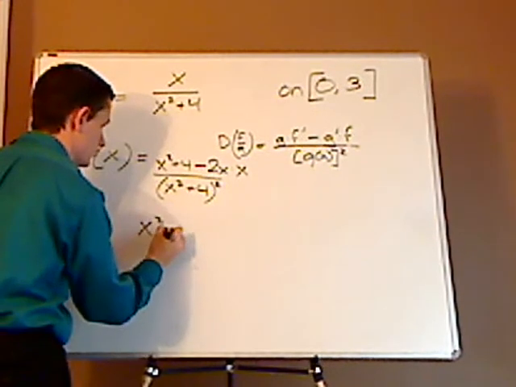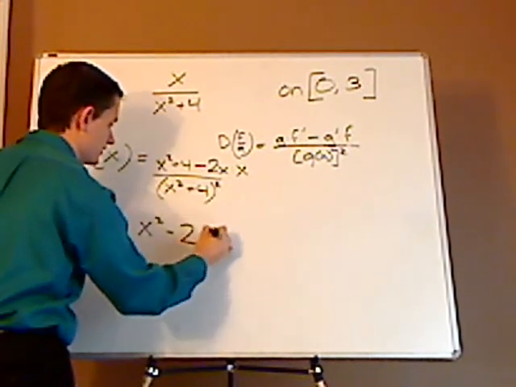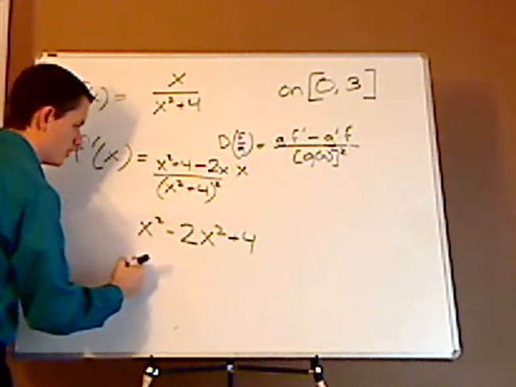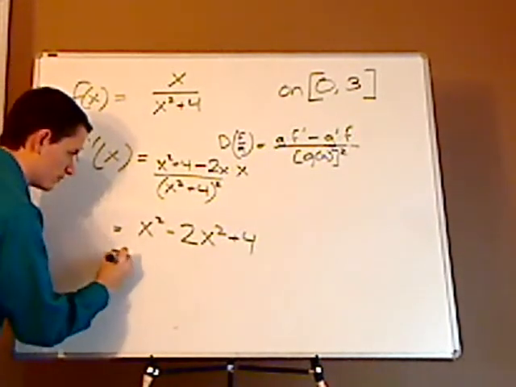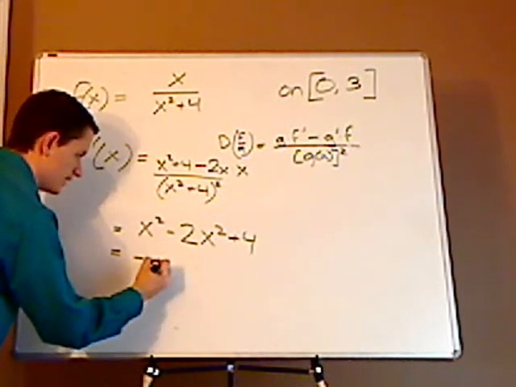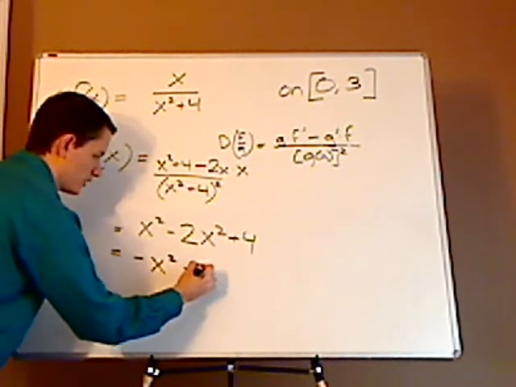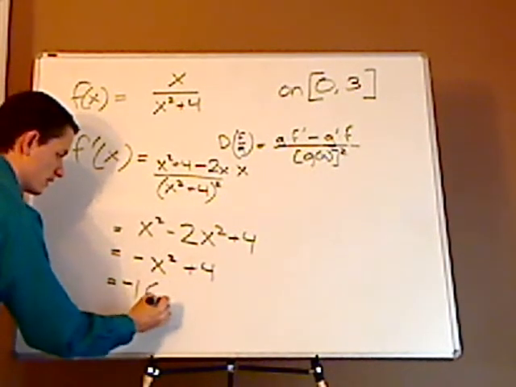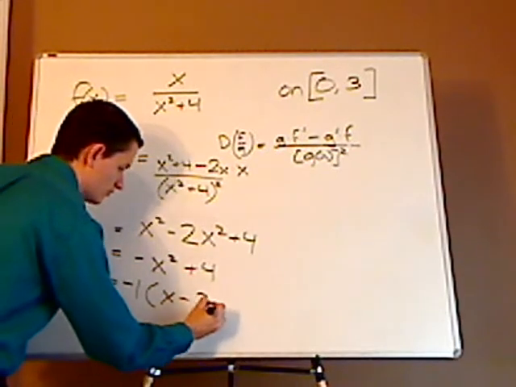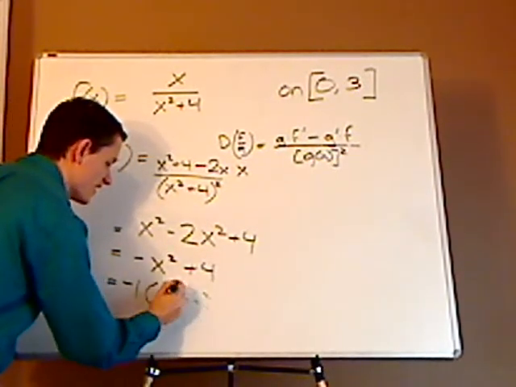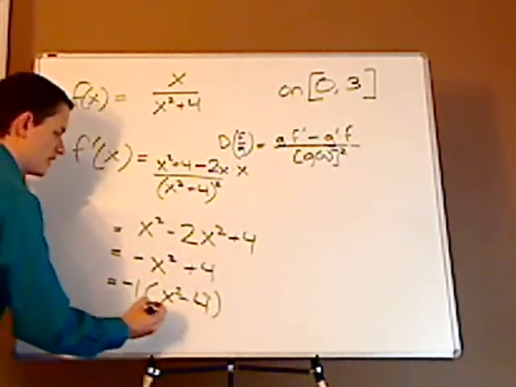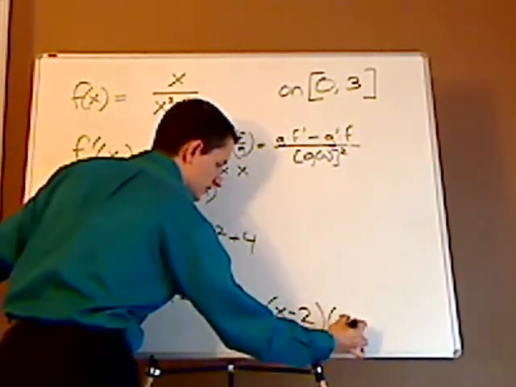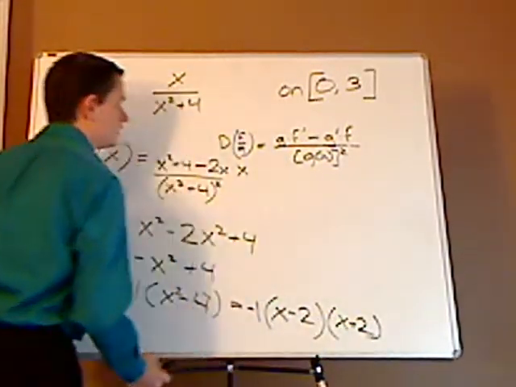So I have x squared plus 4 minus 2x times x, and I just rearranged it. So I'm going to simplify it further. I'm going to combine like terms. So that's a negative x squared plus 4. Now I'm going to factor out a negative 1. Sorry, getting ahead of myself. You have negative x squared minus 4, and that's equal to negative 1 parentheses x minus 2, x plus 2. Sorry.